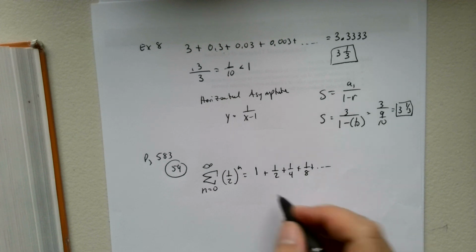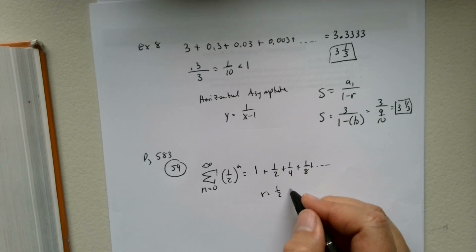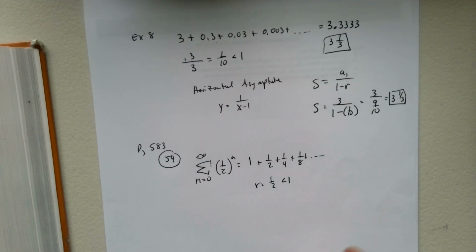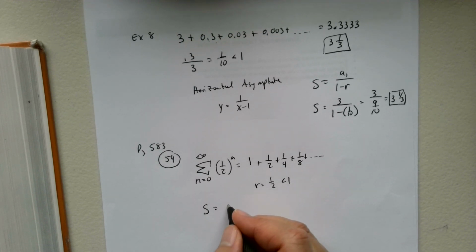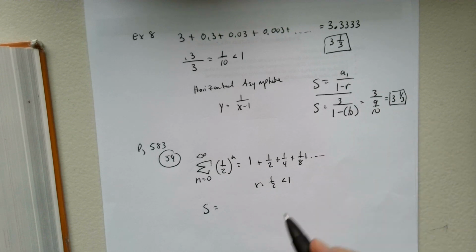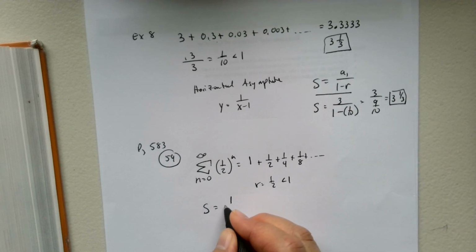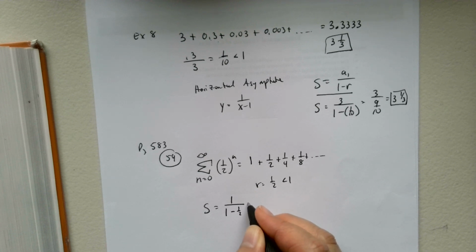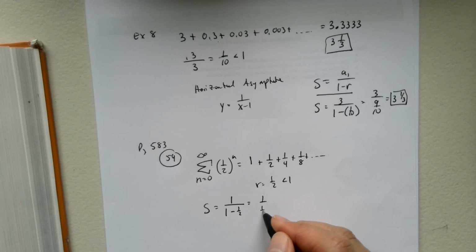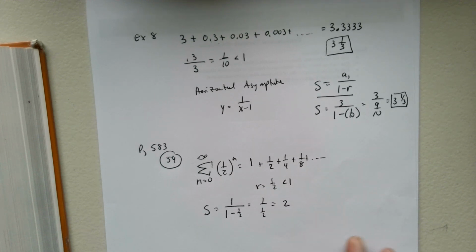So basically our r value is 1/2, which is less than 1. So we can use our formula. And so they want to know the sum of this infinite series that's 1/2 to a power. And so we're going to use our formula that's right here. We're going to take our first term, which is 1, and we're going to divide it by 1 minus 1/2. And so 1 minus 1/2 is a half, and 1 divided by 1/2 is 2.